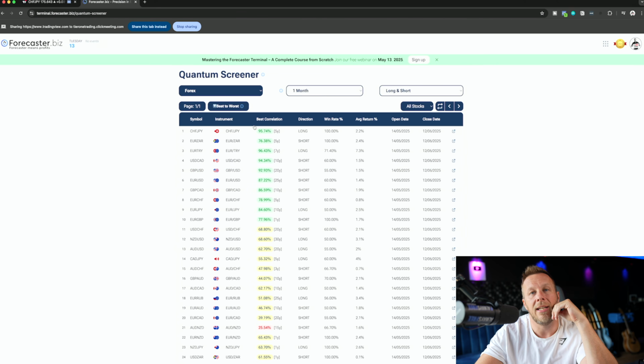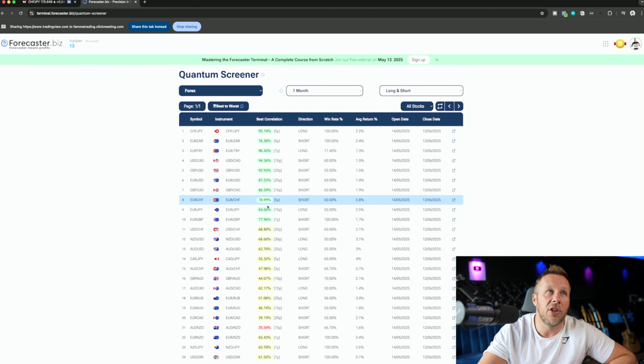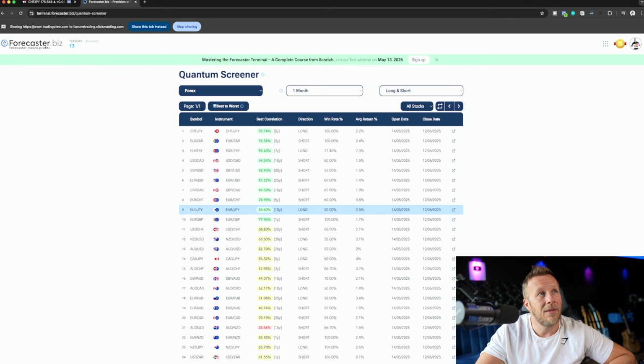Should we take a look at the euro yen as well? So what do you do if the Swiss yen isn't in your portfolio, but say the euro yen is? Well, here's the euro yen. Okay, we're down on the euro yen. It's the 9th one down, and we've still got an 84% correlation. Long position, 50% win rate. Okay, so this is really where it's going to depend on the risk reward profile being in your favor. Let's take a look at this, where we've got a 50% strike rate, still a 2.5% return, and this is saying between tomorrow and, again, kind of mid-June-ish, right?